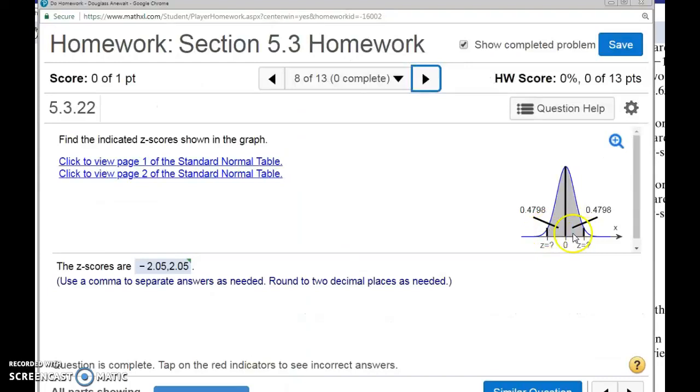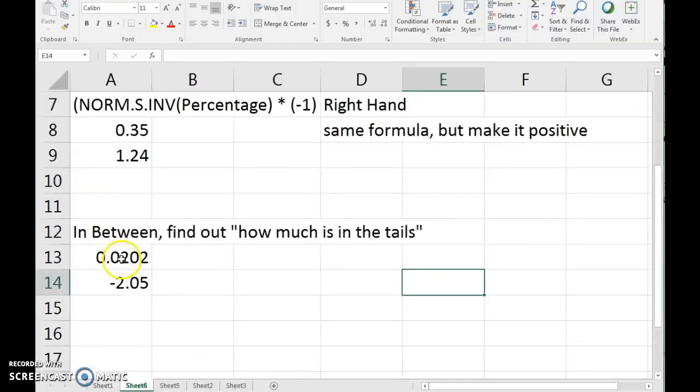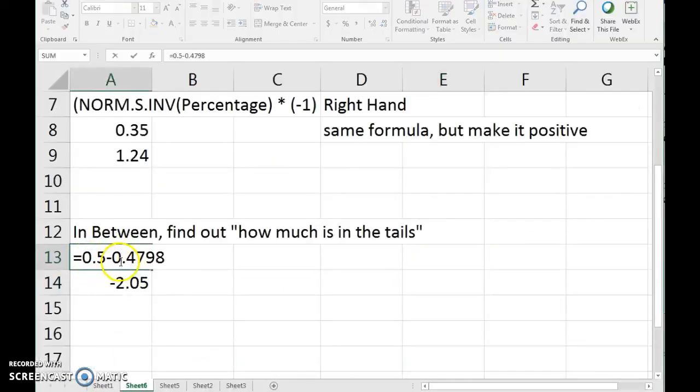And so if we look at a picture like this, how it's presented here, let's just look at 1/2 at a time. These z-values are going to be exactly the same because we have symmetry and we're looking for the same amount to be on both sides of the middle. And so if there's 50% to the left and we want this much to be on the right-hand side of our cutoff, then we need 50% minus that to see how much is in the tail. So let's do 50% minus 0.4798. So we'd come into Excel, 50% minus our value. So that gives us what percent we're looking for in the tail.